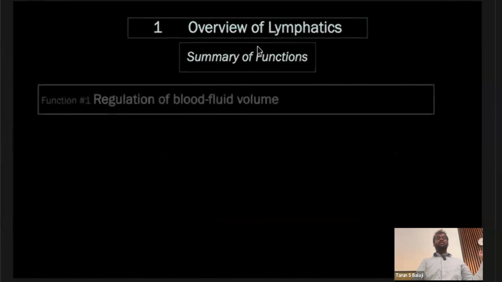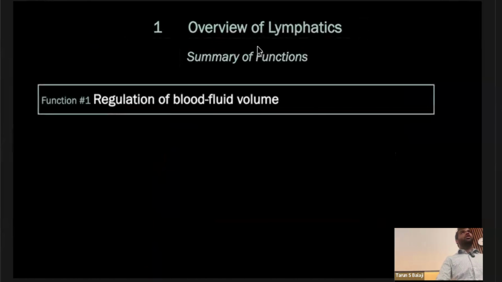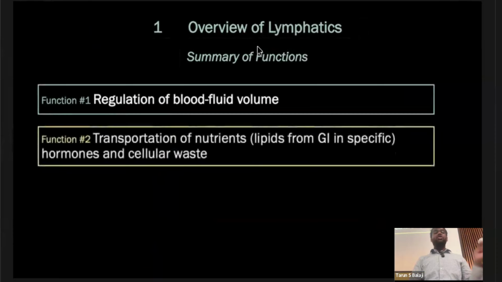So yeah, let's recapitulate what I've discussed so far. What are the functions of the lymphatic system? We've got maintaining the blood fluid volume, because we don't want edema and we don't want to be hypovolemic. We've got transportation of nutrients like bile, or hormones and cellular waste back into your cardiovascular system and across the body.